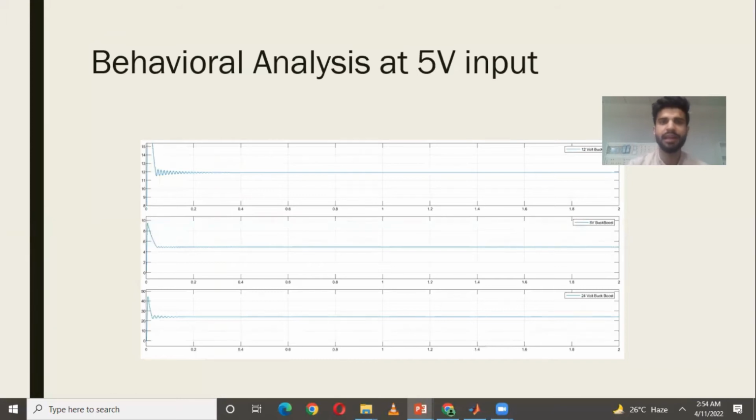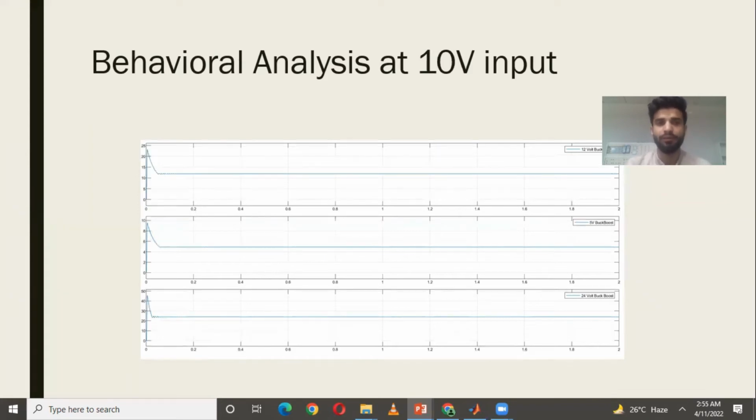Here is the behavior analysis of our output at 5 volt input. We can see that the output is stabilizing itself at the desired value, which is 12 volts, after 0.3 seconds. For the 5 volt output, we can see that it is stabilizing itself at 0.2 seconds, and similarly for the 24 volt output, we can see that it is stabilizing itself before 0.2 seconds.